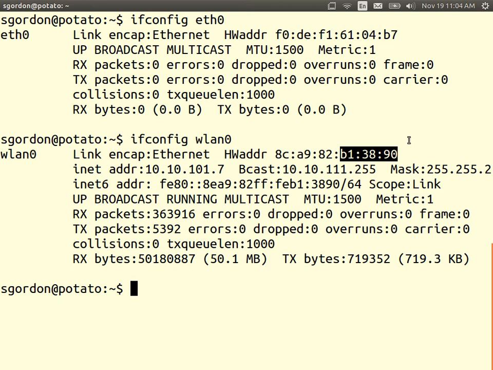We can think that it's fixed for your device. There are ways to change it, but we'll assume that once you buy your device, it's fixed, and we'll assume it's unique. No one else has this address. It's not necessarily true.